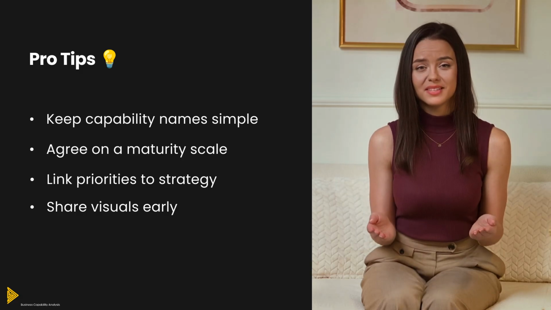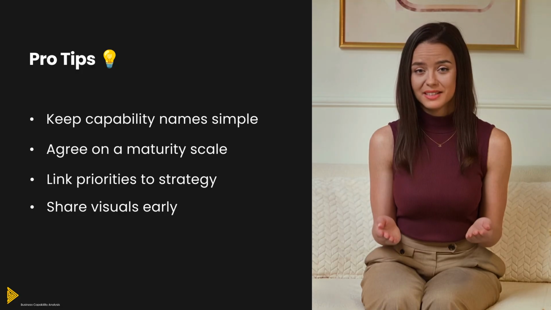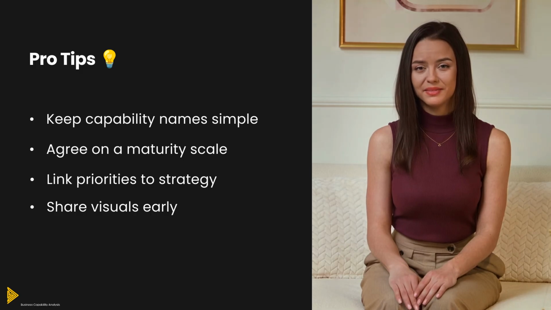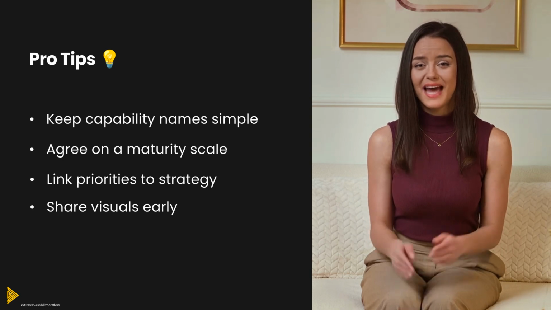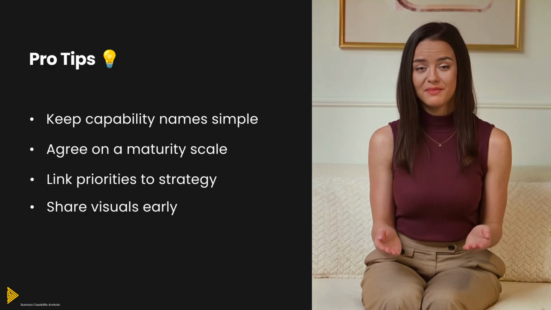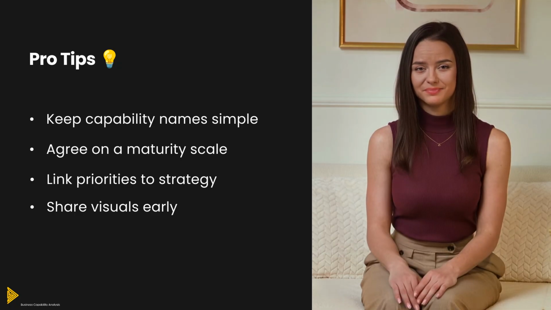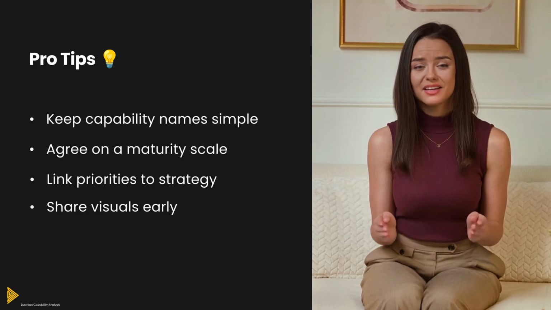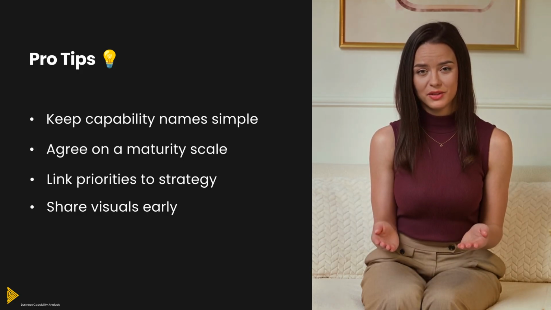Here are a few tips to keep your capability analysis sharp. Keep capability names simple and consistent. Explain them in plain English so stakeholders understand immediately. Use a maturity scale that everyone agrees on. This avoids debates during assessment sessions. Link everything back to strategy. If the capability doesn't support strategy, it shouldn't be prioritized. Share visuals early. Capability maps are meant to be seen, discussed, and reshaped with stakeholders.